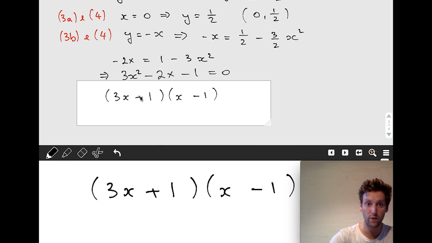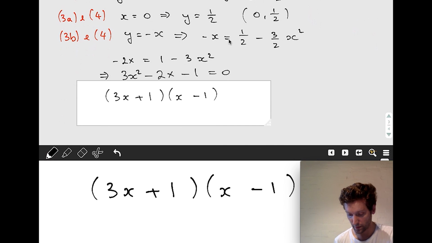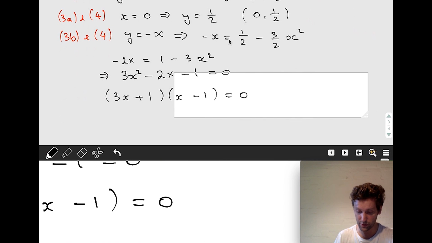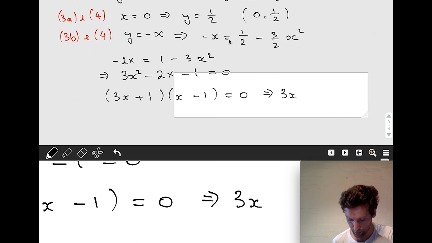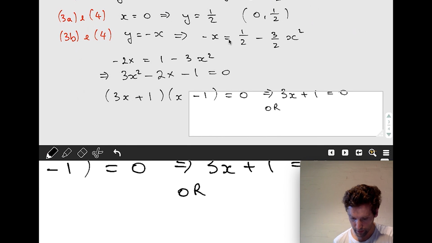We've got 3x times x is 3x squared. We've got 1 times minus 1 is minus 1, and I have 3x times minus 1 is minus 3x, plus x is minus 2x. So those are the factors of that quadratic. You can do that however way that you are most comfortable with. So again, we've got something times something equals 0, which gives me two different possible solutions. So this implies that either 3x plus 1 is equal to 0, or x minus 1 is equal to 0.